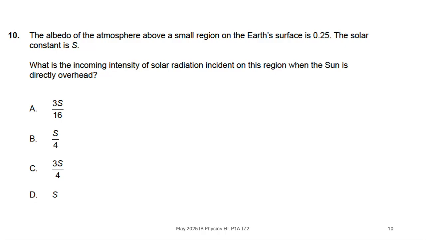Okay, here we go with a question about albedo. This is for our greenhouse gases part of the course. As ever, have a go at the question and press play.